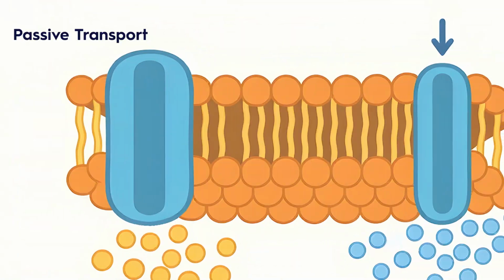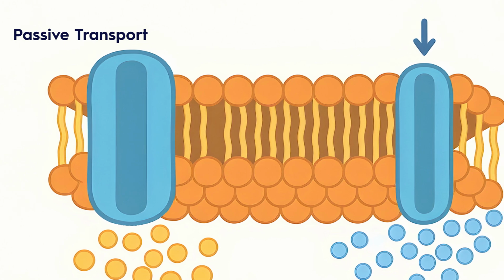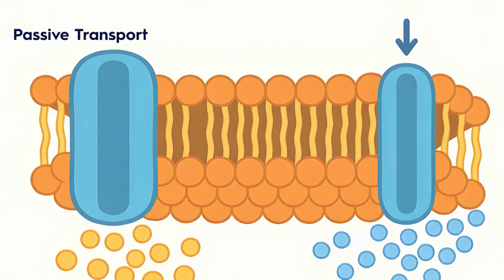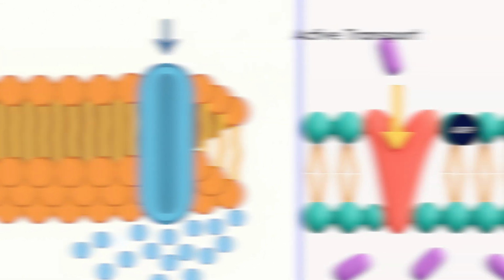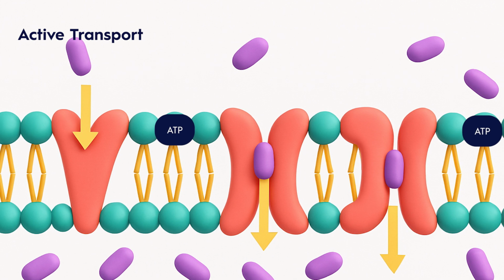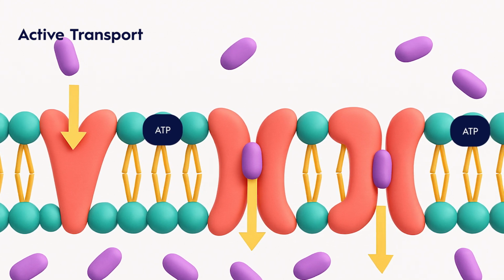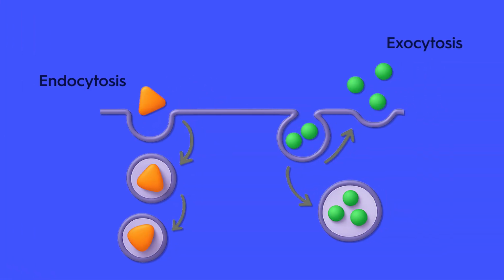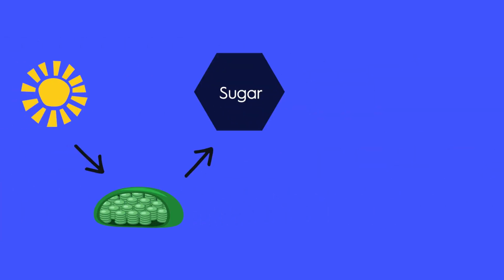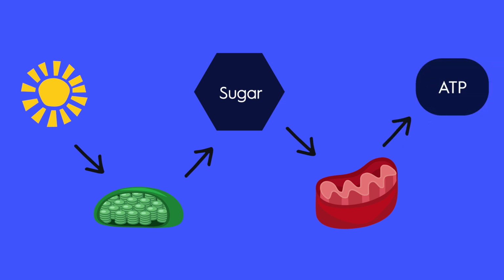For moving materials, passive transport, such as diffusion and osmosis, carries substances down their gradients without using cellular energy. By contrast, active transport pushes molecules against a gradient using ATP, and bulk movement occurs through endocytosis and exocytosis. In plants, chloroplasts capture light to make sugars, and mitochondria then extract ATP from those sugars. Together, they form one energy pipeline.